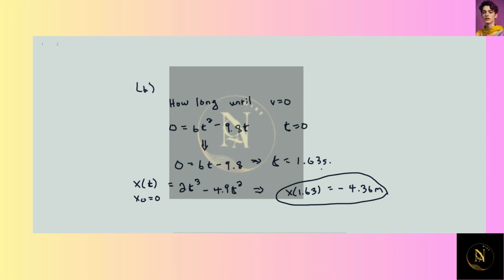Now, what we want to do is find x of t by integrating v of t. This is, again, a simple integral. It ends up being 2t cubed minus 4.9t squared. And now, if I say that x naught is equal to 0, this is the true form of it. And now I plug in the time until v is equal to 0, and then I get the x value that is the smallest. So plugging this time into here gives x of 1.63 is equal to negative 4.36 meters. And that's the answer to part B.